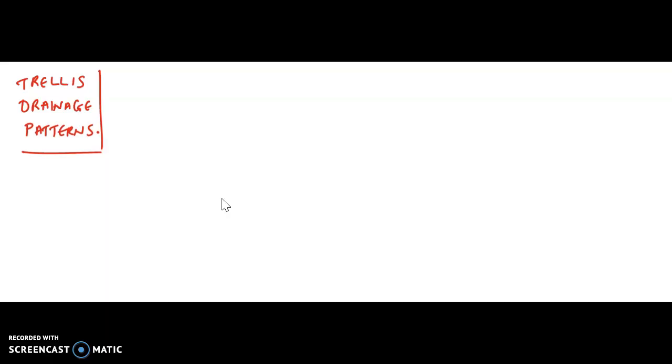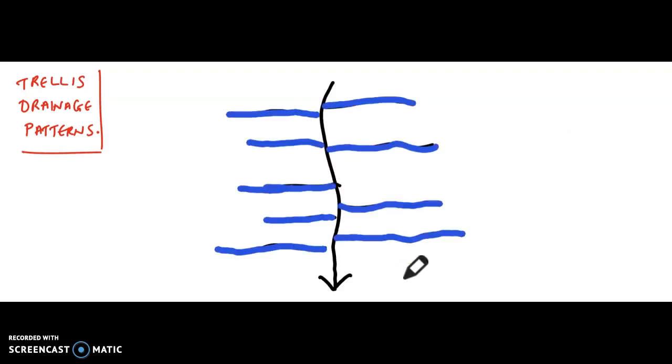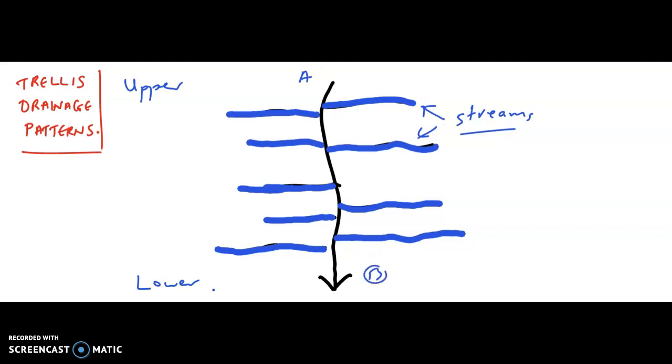Now, last but not least, I'd like to talk about trellis drainage patterns. From what we can observe on the screen here, these blue lines represent the streams which are merging towards the main channel. The main channel is here in black. The arrow will indicate that this region is the upper region, and obviously this will be the lower region. Hence the reason why it's moving from point A to point B.